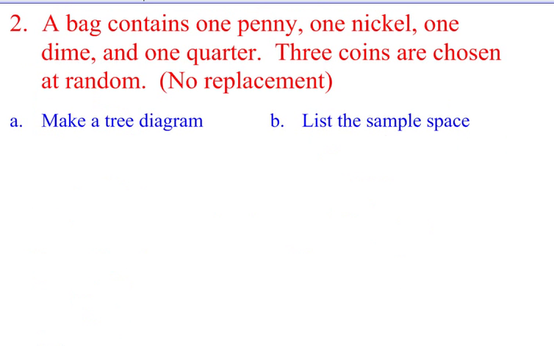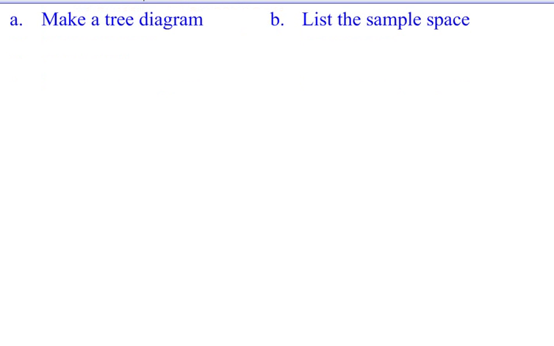The next one we're going to do is sampling with no replacement for the same problem. The only difference is now there's 3 coins chosen. So with my first choice, I can choose a penny, a nickel, a dime, or a quarter. And then since I'm using no replacement, when I draw this penny, the penny doesn't go back in the bag. My only choices left are a nickel, a dime, and a quarter.